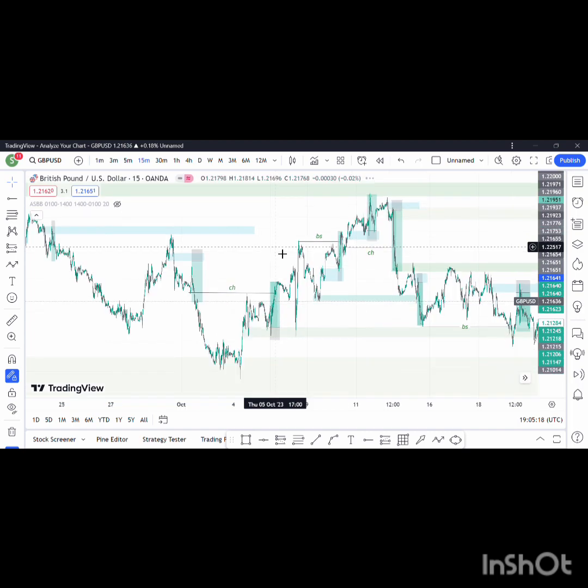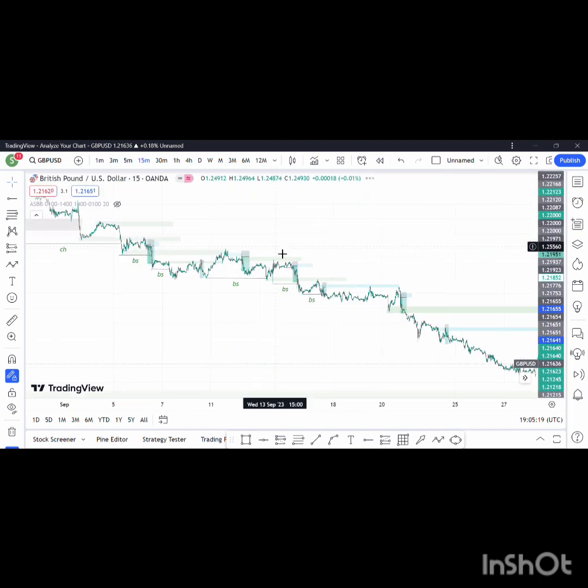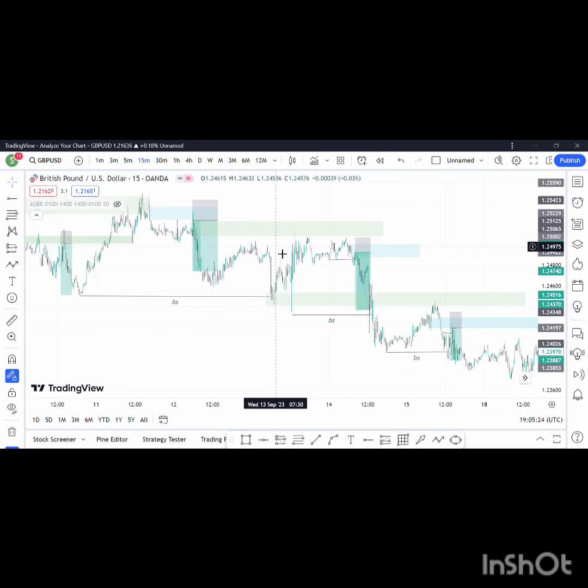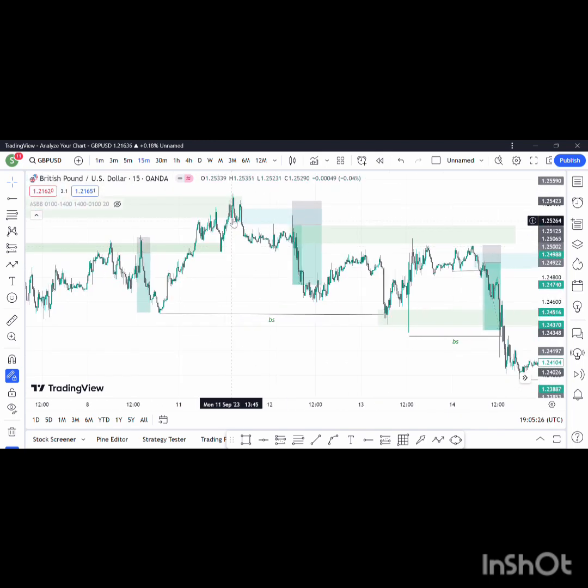This is GBP/USD. Now if you follow me on this chart right here, you will see that I don't take trade from this resistance point. You won't see me in this trade. You won't see me in any of this trade. So these are the points that you have to take note of.